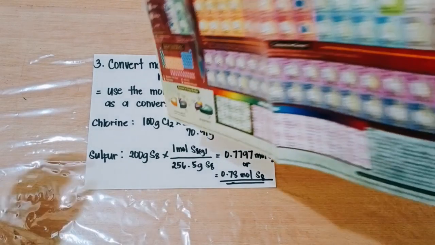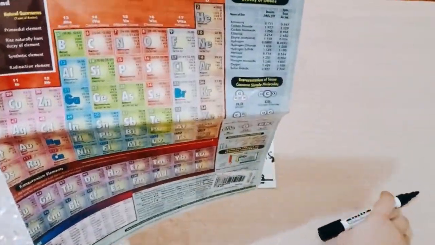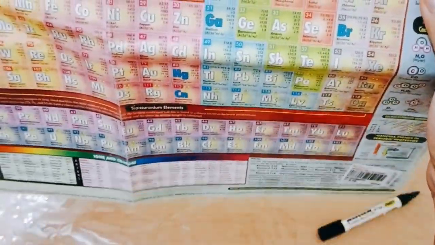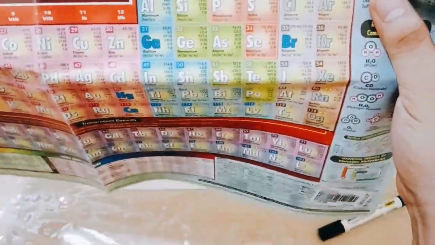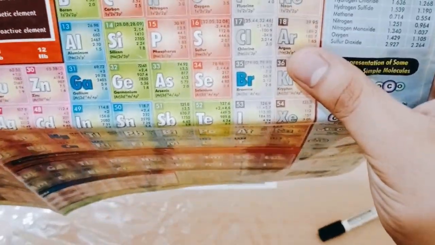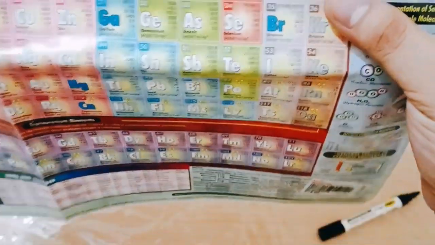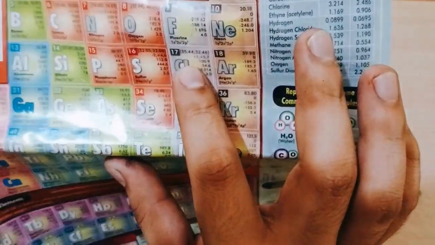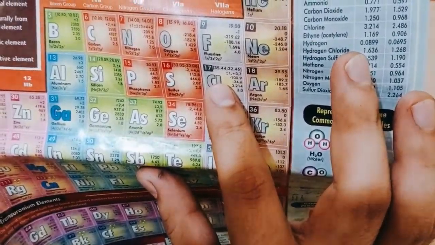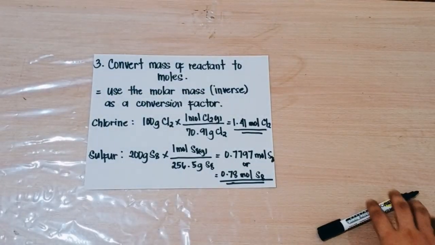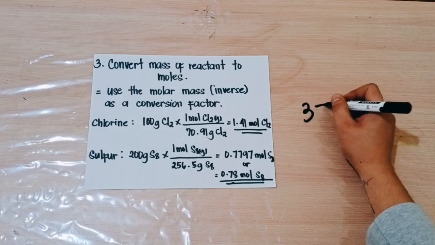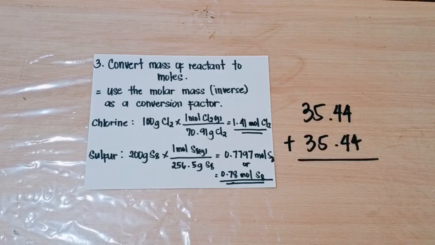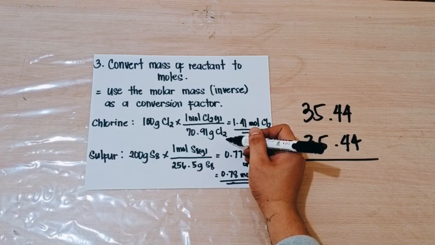So, as you can see, in our periodic table, hahanapin mo lang si chlorine. So, ito si chlorine, pang 17 siya sa periodic table. Tapos ngayon, hahanapin mo yung kanyang atomic mass. Ang atomic mass ni chlorine is 35.44. So, ibig sabihin, sa kada isang chlorine, merong 35.44 na atomic mass or molar mass. So, ipag-a-add mo lang yung 35.44 plus 35.44. Sir, bakit dalawa? Kasi meron tayong dalawang chlorine, kung makikita nyo. Meron tayong dalawang chlorine sa given.